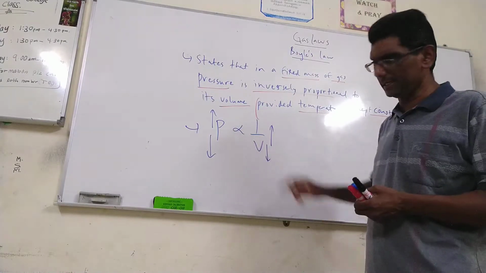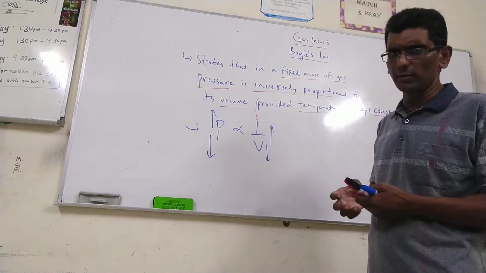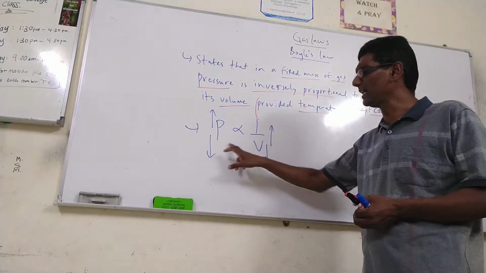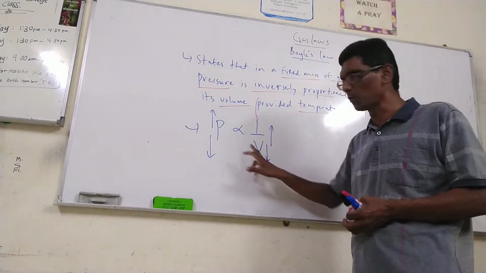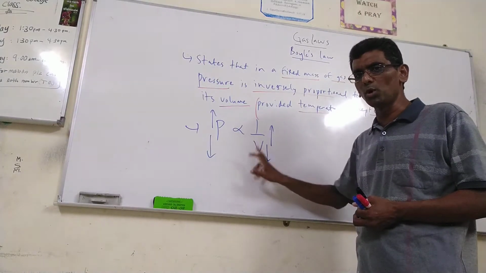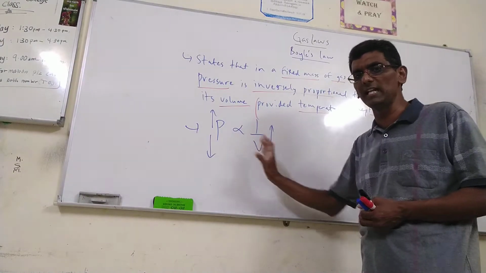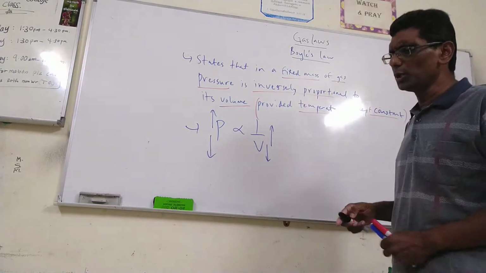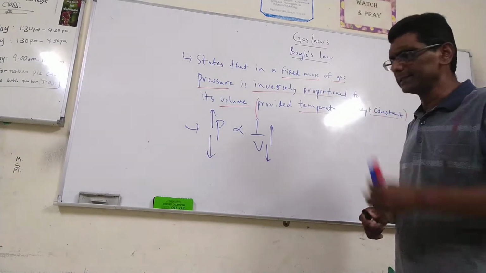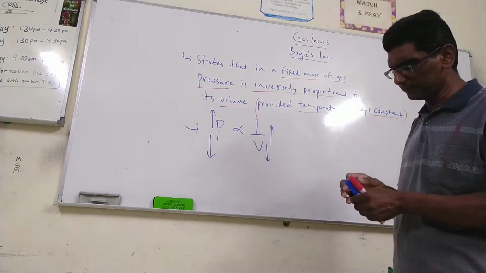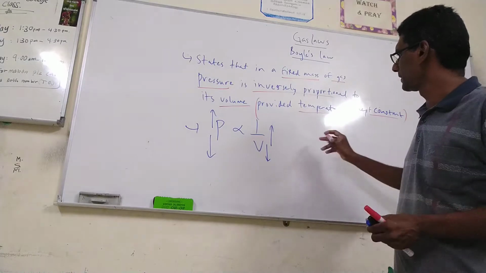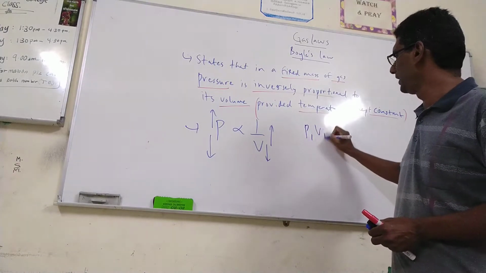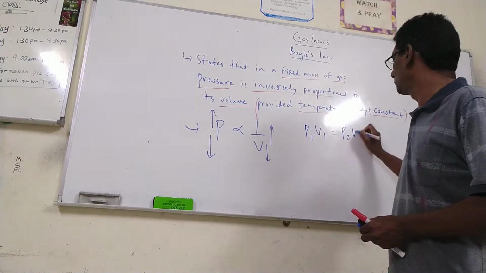For the relationship between pressure and volume, we are going to learn the formula: P1 V1 equals P2 V2.